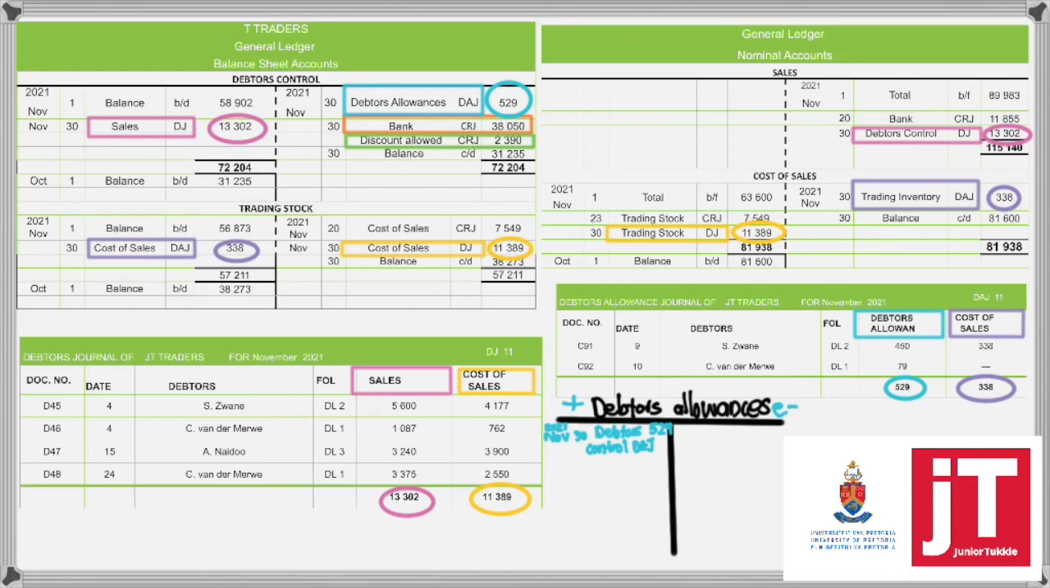And then the only other transactions left over are the cash sales from the CRJ. That is in your sales account, the bank CRJ total, and then the trading stock CRJ in your cost of sales, and the cost of sales CRJ in your trading stock records the cash sale, or the stock sold for cash, in your CRJ. So I hope that makes more sense.